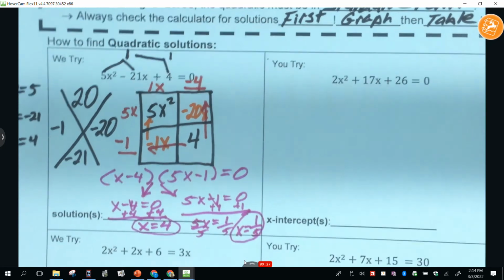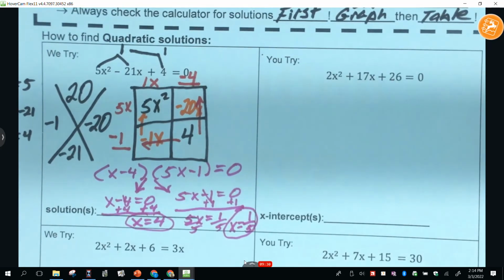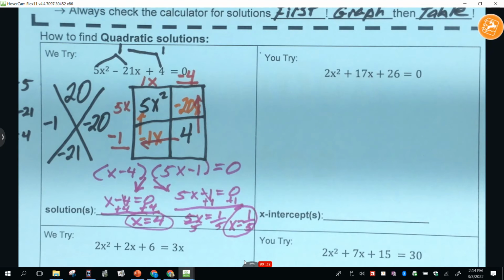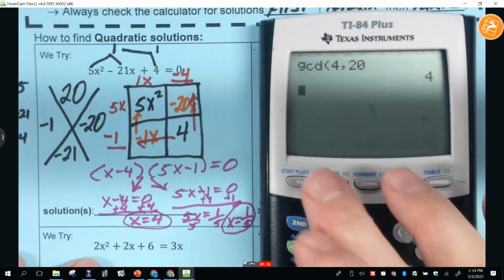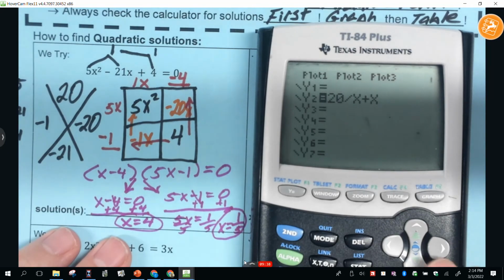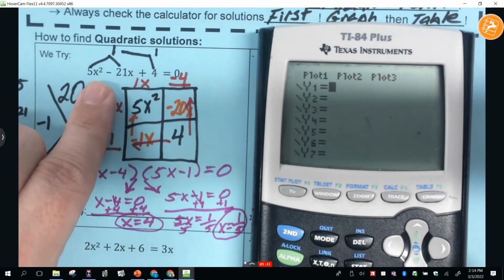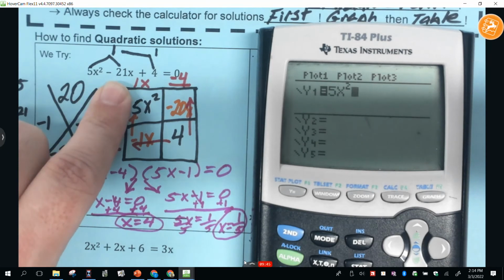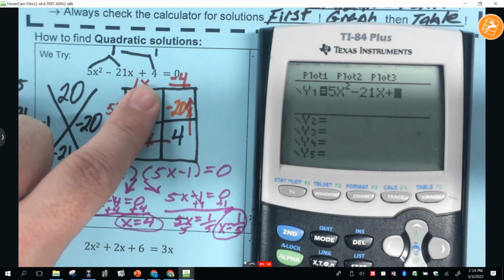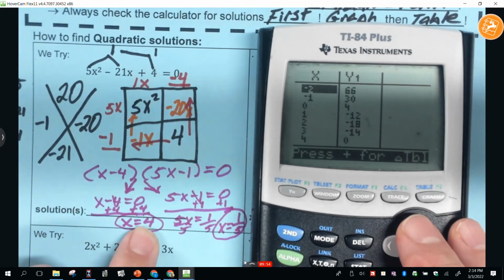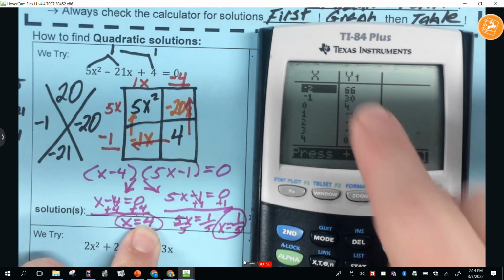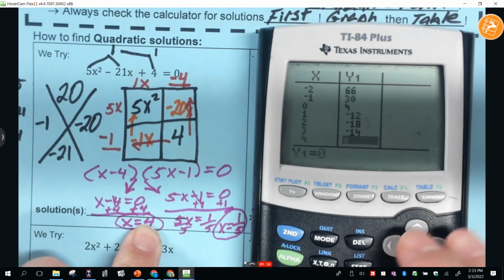Okay? Alright, so now you want to check this on the calculator. So let's talk about how to check this on the calculator. So you're going to go to y equals. Okay, you're going to plug this in. That'll be 5x quantity squared. That'll be minus 21x. And that's going to be plus 4. So now we're going to go to our table. And we're going to table jump to 4. And I should see 0 in the y column, which I do right there.